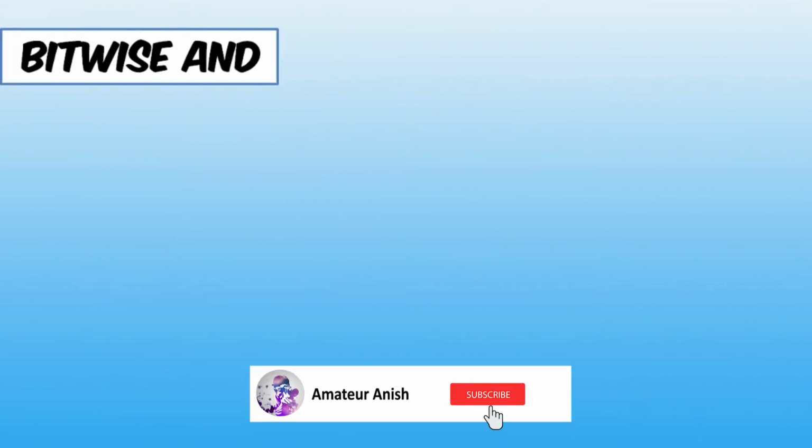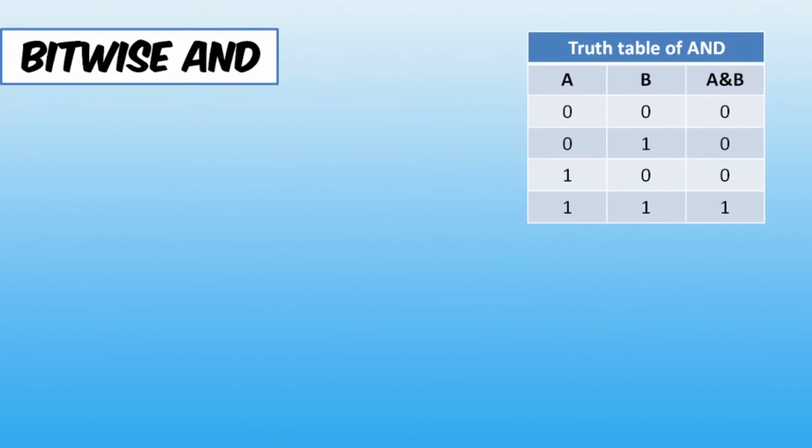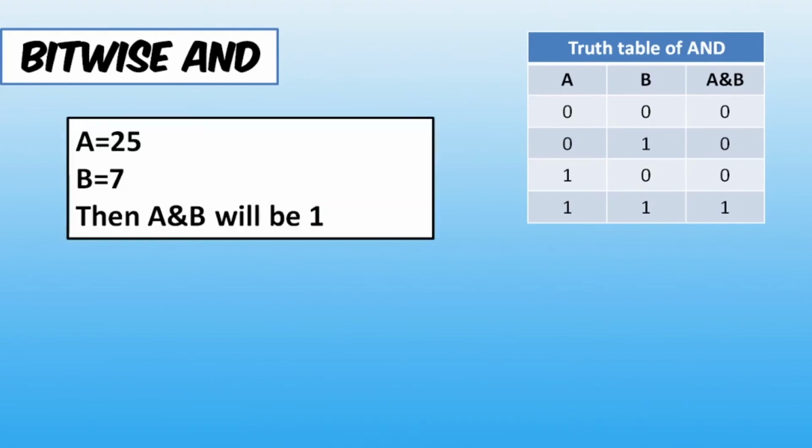So first comes bitwise AND. Here's the truth table of the AND operator. In a C program, if a equals 25 and b equals 7, then a bitwise AND b will be 1. Now how will it be?